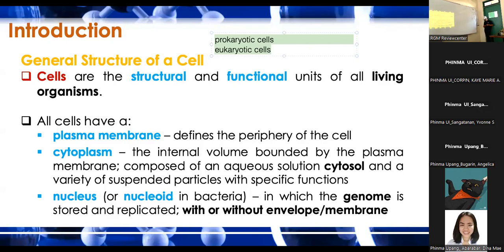Now take note that all cells are composed only of these three components. You have the plasma membrane. Whether eukaryotic or prokaryotic, all cells have the plasma membrane. The plasma membrane is comprised of lipids, specifically phospholipids, and embedded proteins, in the fluid mosaic nature of the plasma membrane.